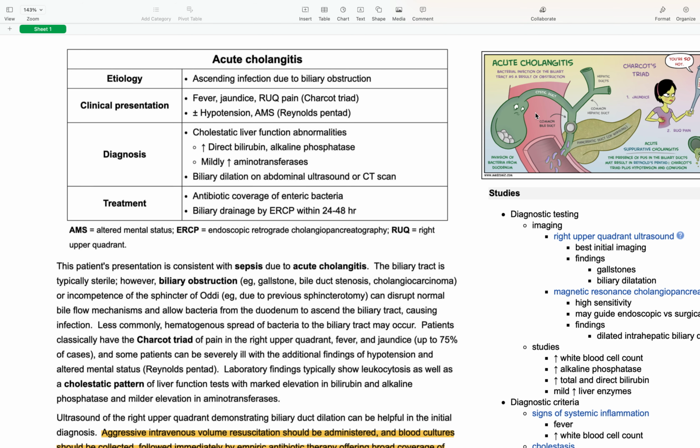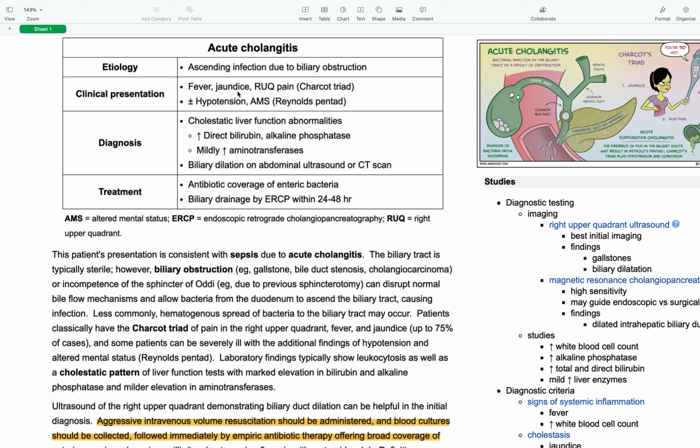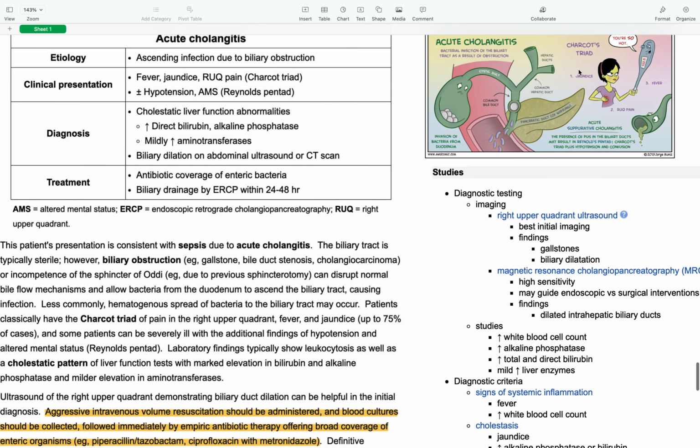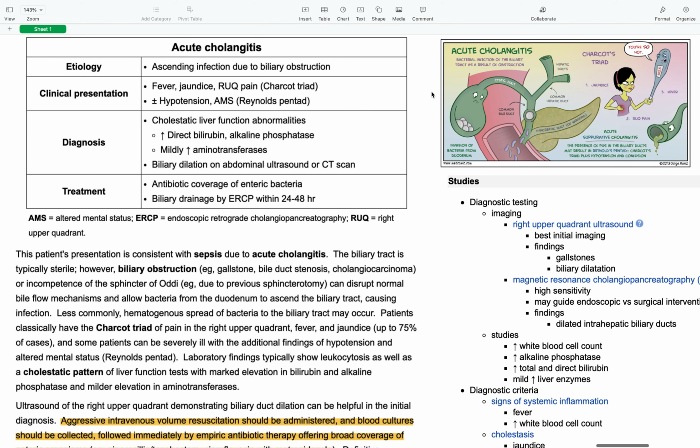Okay, how does the patient present? The patient presents with fever, jaundice, and right upper quadrant pain, typically known as Charcot's triad. Charcot's triad is jaundice, right upper quadrant pain with fever. Now, adding to the Charcot's triad, two additional features may result in a Reynolds pentad, which is hypotension or altered mental status.